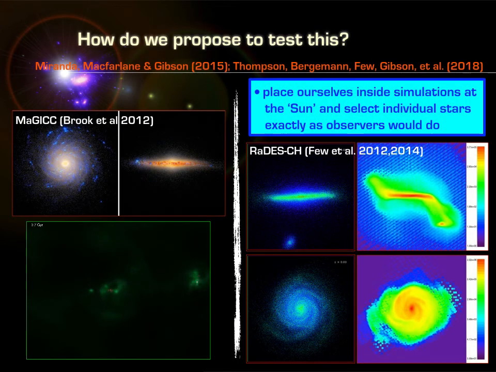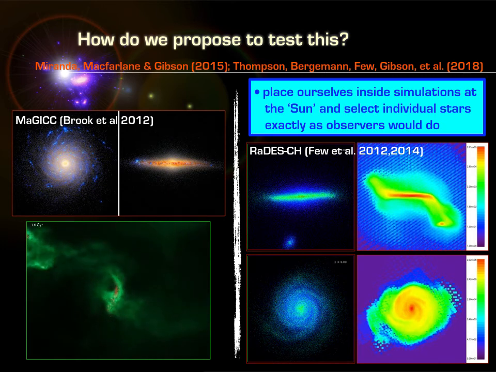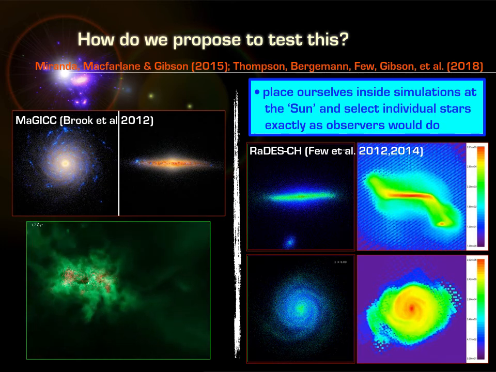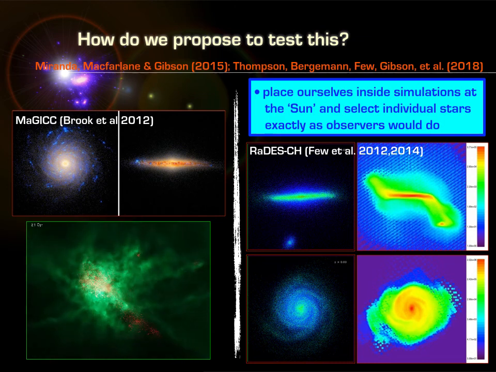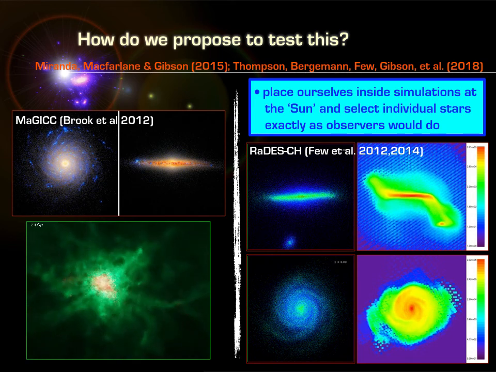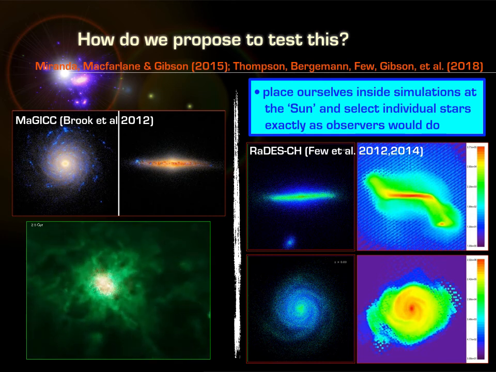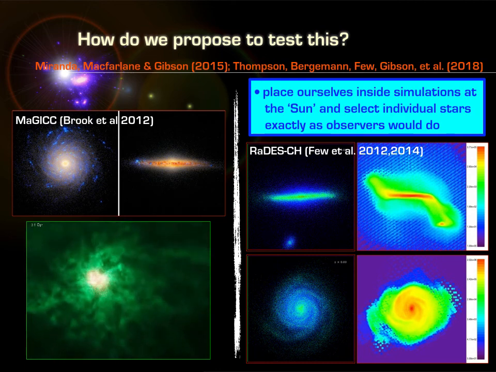We took our simulations, we placed ourselves inside them at the position of where the sun would be, if you like, the solar neighborhood, and then selected individual stars in exactly the same way that observers would do. Taking those composite star particles inside the simulation, I know how far away they are. I know the age. I know how many stars of individual mass are inside of that particle. I know the metal content. And so I can blow up those particles into individual stars, and then select them based on the same color and luminosity cuts that observers would do.